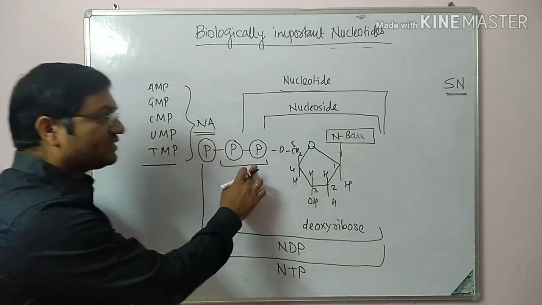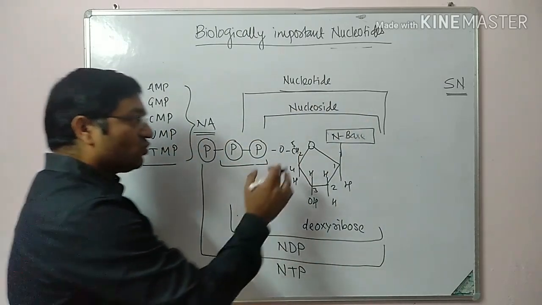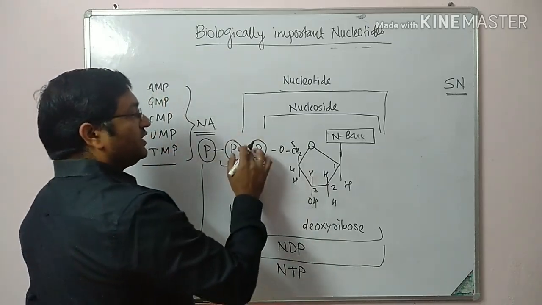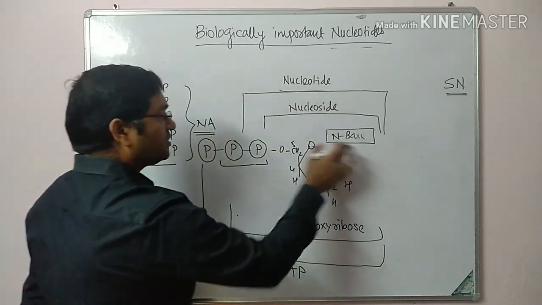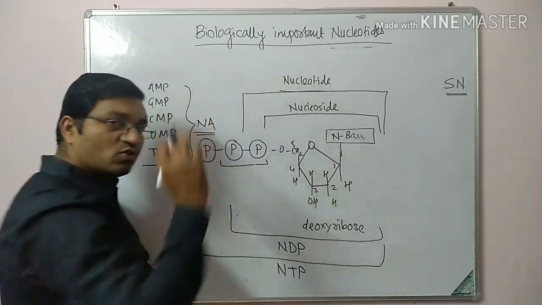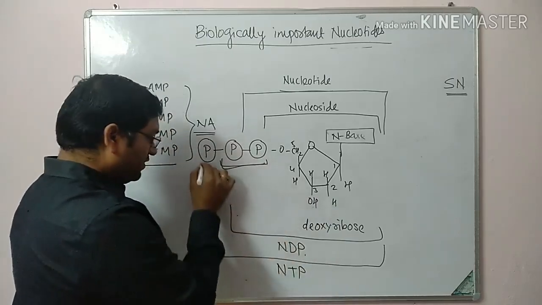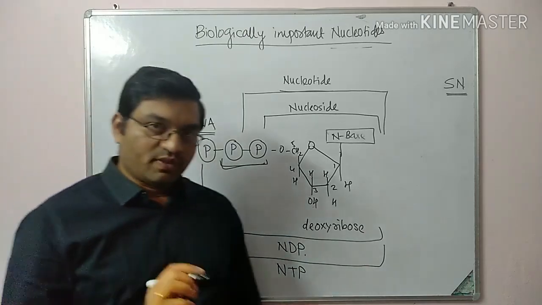When one phosphate is attached, it is known as nucleoside monophosphate or nucleoside 5' monophosphate. Nucleotide is sugar plus nitrogen base plus phosphate. When two phosphates are attached, it is known as diphosphate. When three phosphates are attached, it is known as nucleoside triphosphate.